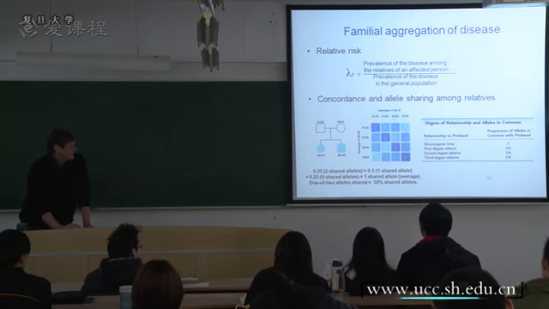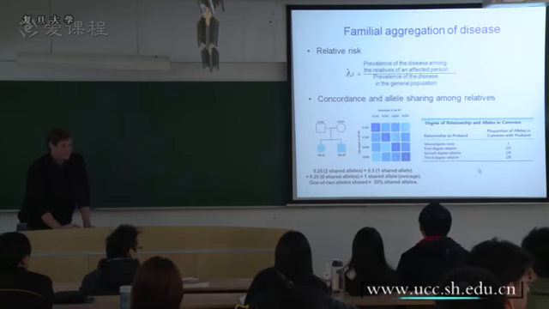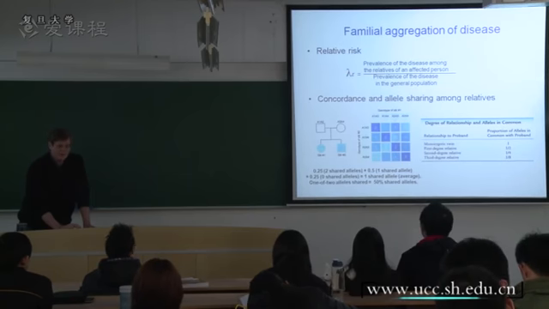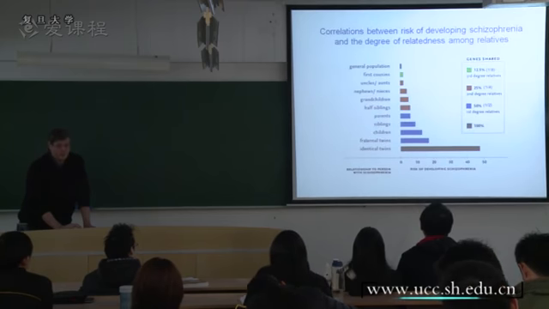And so the prediction is then, if genetics is causing the disease, you should see a fall off in the risk of the relatives having that disease as they become more and more distantly related to the proband, to the person who came in with the disease. Is that clear or not? The next slide shows an illustration of how this works.